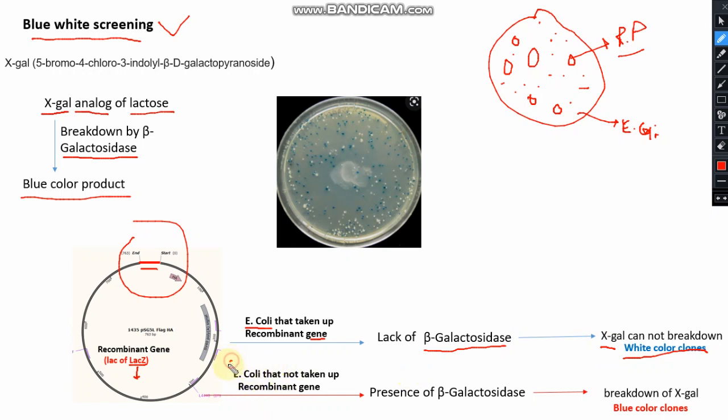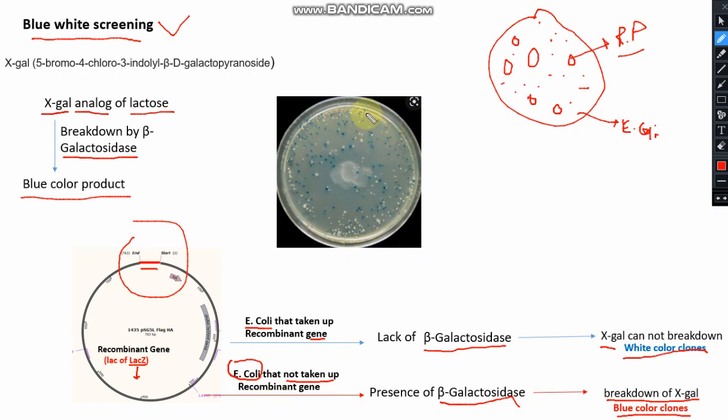And another part of the E. coli did not take up the recombinant gene. So that means they have the lacZ that works properly. That lacZ gene encodes beta-galactosidase, and beta-galactosidase is translated. Upon the presence of this beta-galactosidase, the breakdown of the X-gal occurs, and it forms blue color clones. So blue color clones form when the bacteria did not take up the recombinant gene.